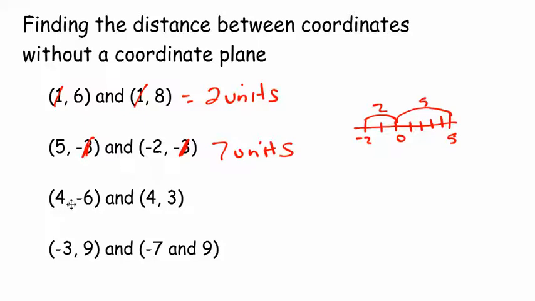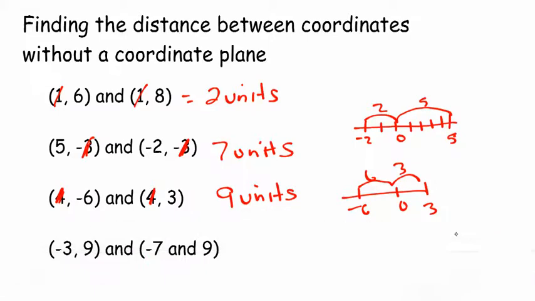All right, let's look at this one again. My x values are the same, so I'm not going to look at those at all. I'm only going to look at my y values. So I'm going to go from -6 all the way up to +3. So if there's my 0, from here to here would be 6 units. From here to here would be 3 units. So altogether, that would be 9 units. Okay.